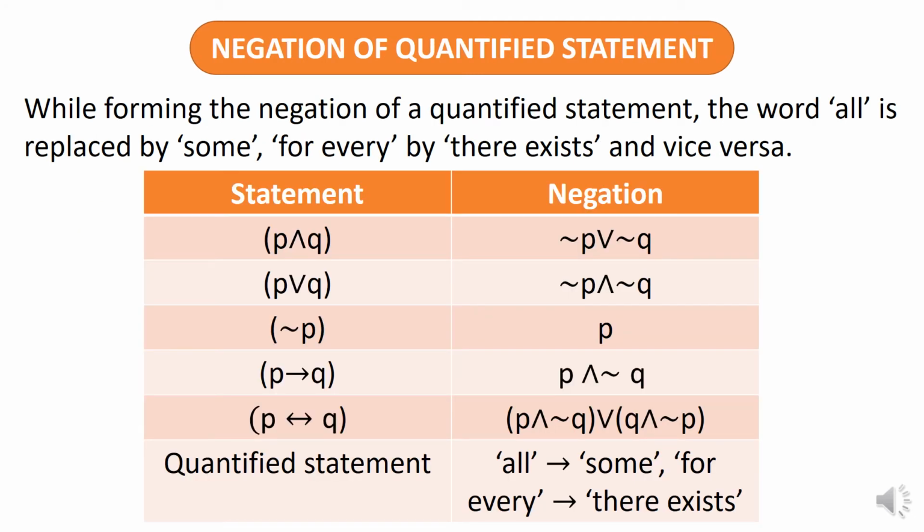Now the negation of a quantified statement. A quantified statement is one in which quantifiers are used, that is the symbols like "for all" and "there exists". We have already dealt with quantified statements before. Now while forming the negation of a quantified statement, the word "all" is replaced by "some", "for every" is replaced by "there exists", and vice versa. The symbol for "for all" is replaced by "there exists", and so on. The below table is a summary of whatever we have discussed so far. You can just go through it before we start solving the sums.